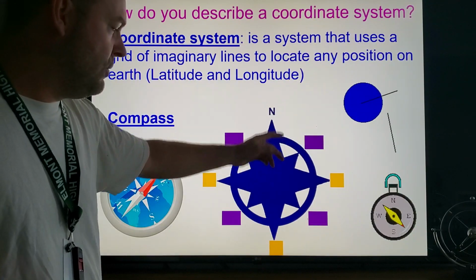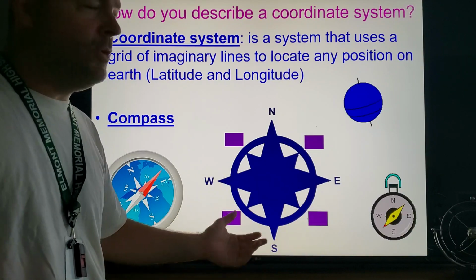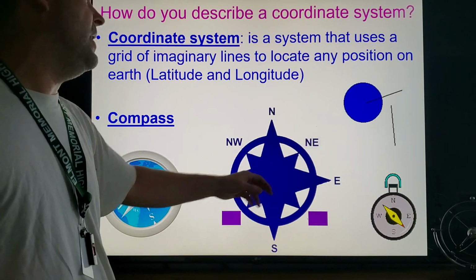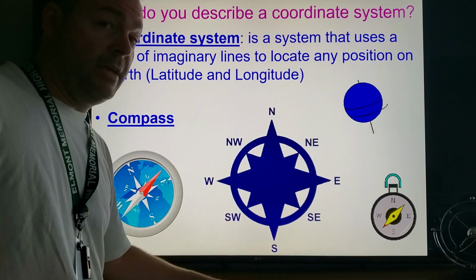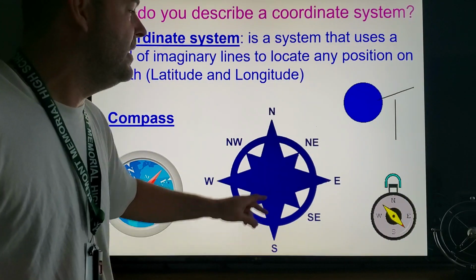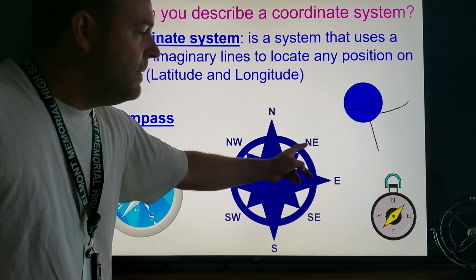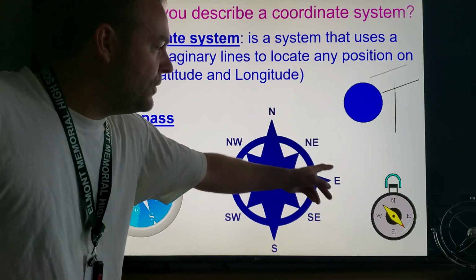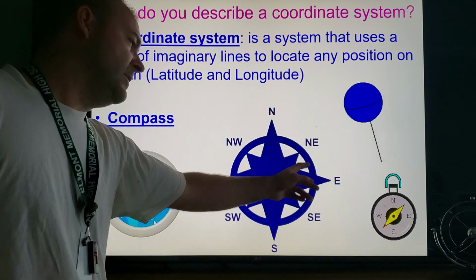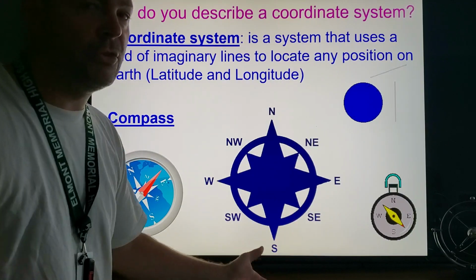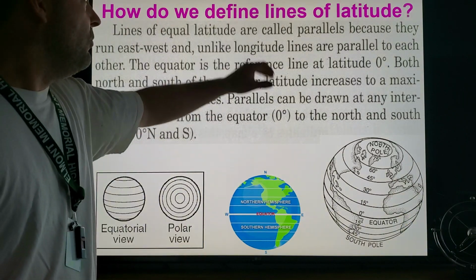You know the compass: north, south, west, east. But in between, you get more detailed, so this would be northwest, northeast, southeast, southwest. As a navigator, you get even more detail. If you're in between here, you would say north by northeast. Over here, you would say east by northeast. It would be more specific. And then to pinpoint it, there are 360 degrees in a circle, so you would give it a number of degrees.